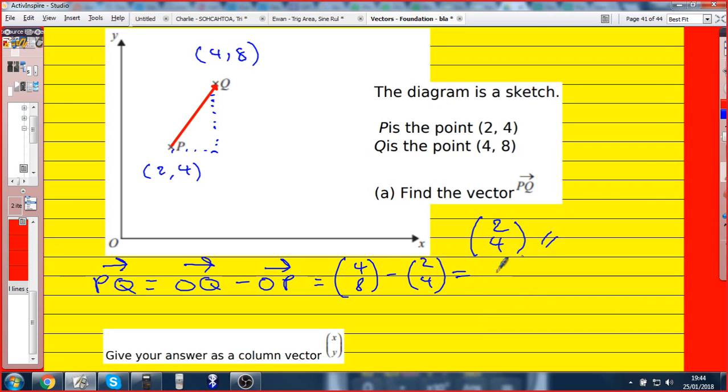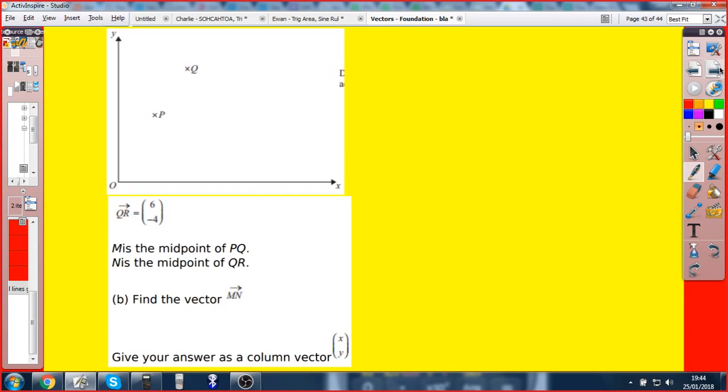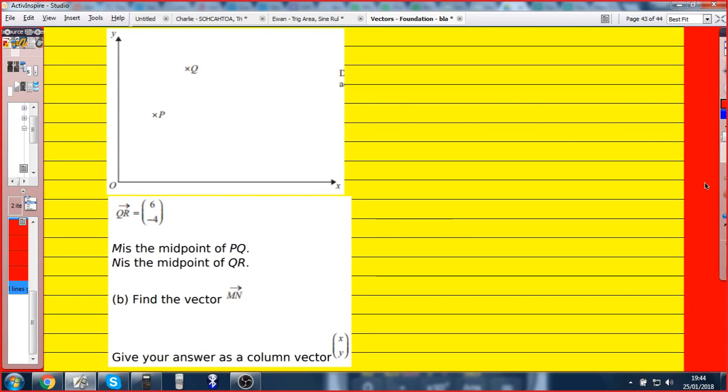No. Okay. Your way is totally fine. Nothing wrong with it. 2, 4. They did it by subtracting, so I did it by subtracting. Okay. How do we do this one?